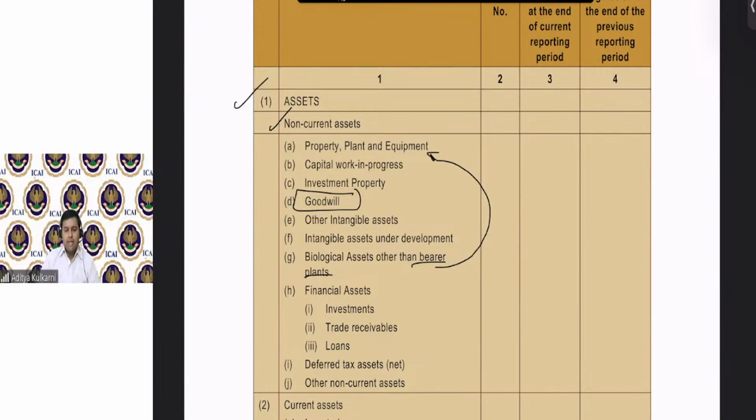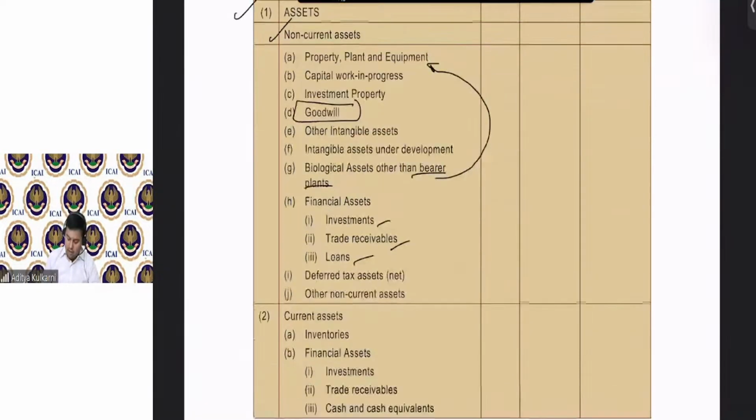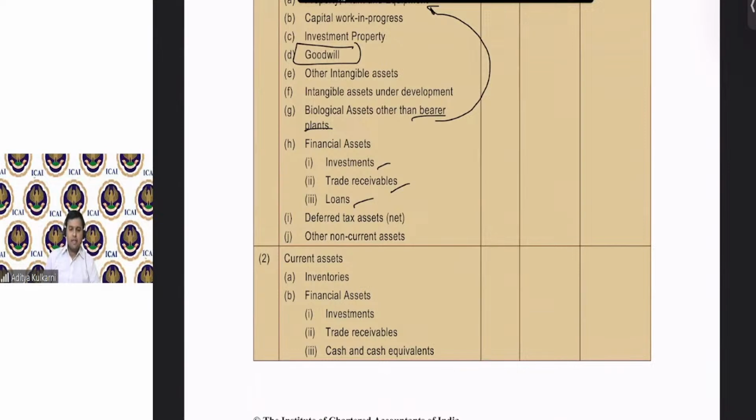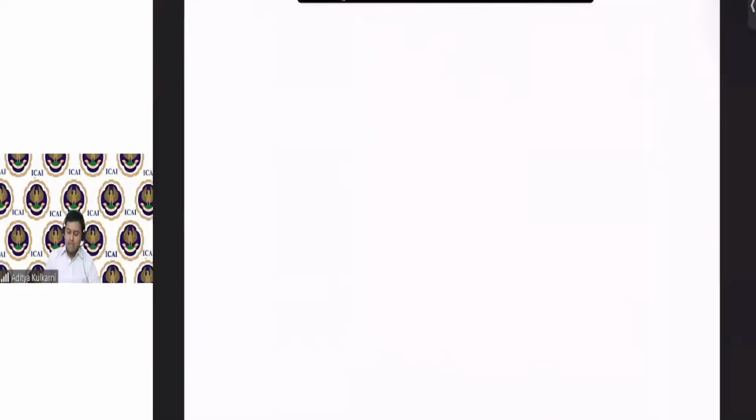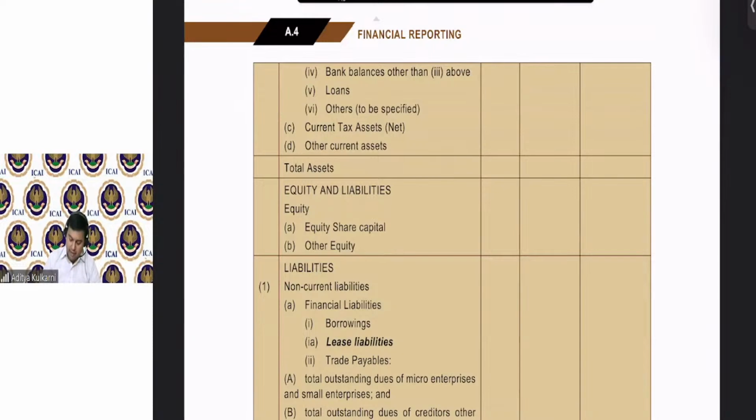When you talk about financial assets, you will cover your investments, trade receivables and loans, deferred tax assets, other non-current assets. Current assets: inventories, financial assets, where you may have investments, trade receivables, cash and cash equivalents, bank balances, loans and others to be specified. Current tax assets, net, and other current assets.